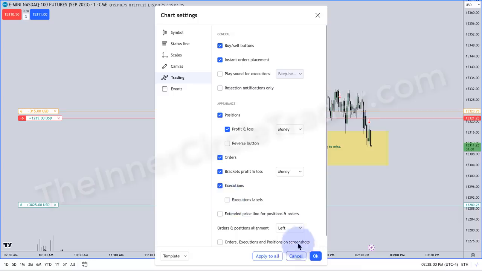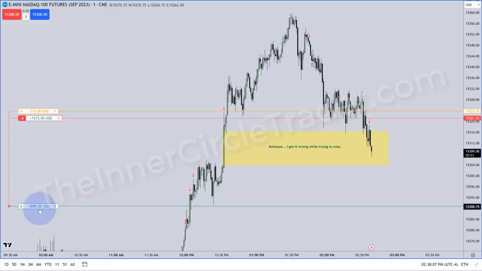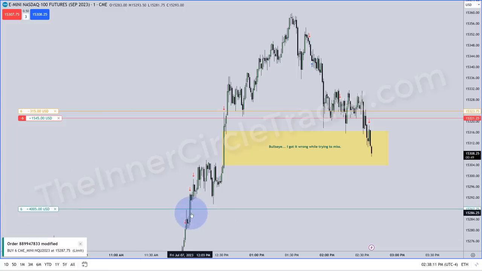Take these off for a second. So see a little inefficiency right there. So we're going to actually put it right on the high of that fair value gap right there. And the sell side residing right below that.